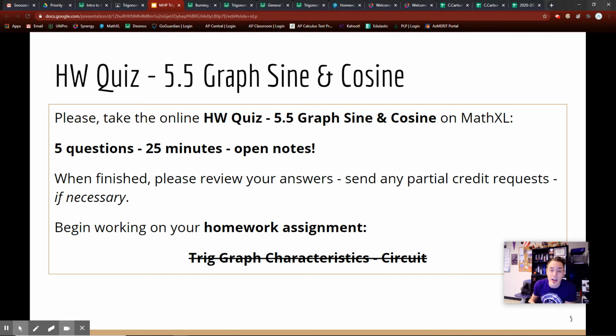Please review your answers. This one is notoriously not difficult, but it notoriously frustrates students because it's so finicky with how you type in the answers. You have to type in equations and everything. Some students forget a negative, a pi, or the whole function sign, but they got everything else. I can understand that, so please send your partial credit requests if necessary. Go ahead and start that. You can pause the video. Make sure you do that.